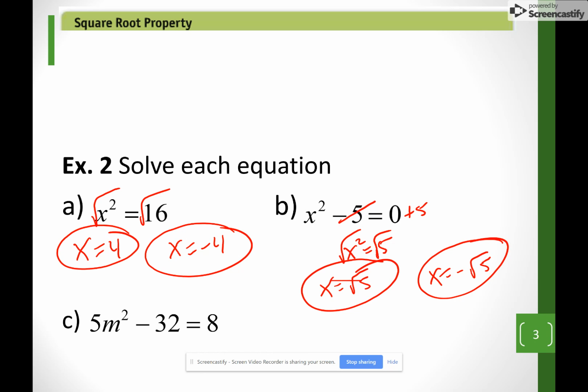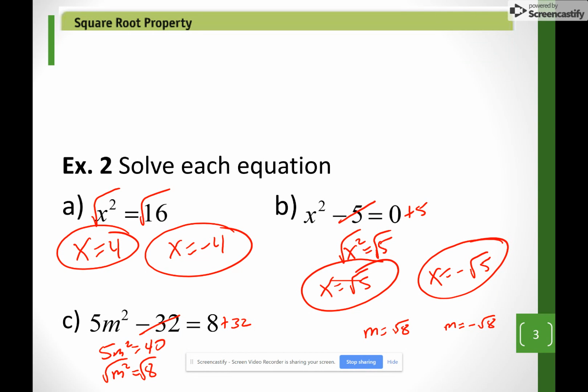On example C, I'm going to start by moving the negative 32 over as a positive 32. So I get that 5m squared is equal to 40. Let me divide both sides by 5. I get that m squared is equal to 8. When I take the square root of each side, I end up getting that m is equal to the square root of 8, and m is also equal to the negative square root of 8.